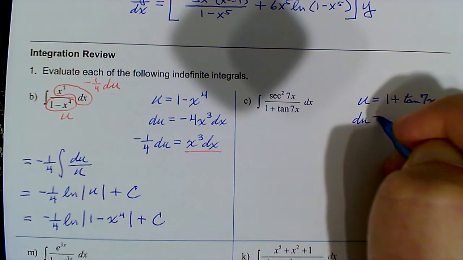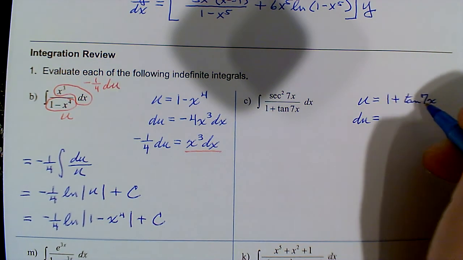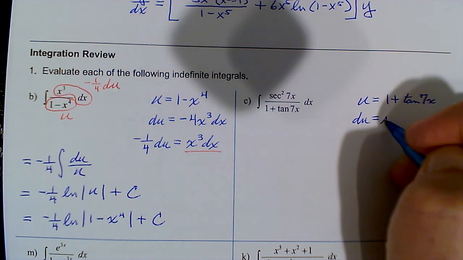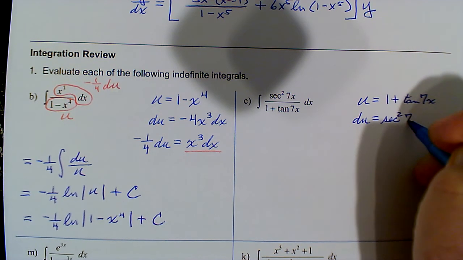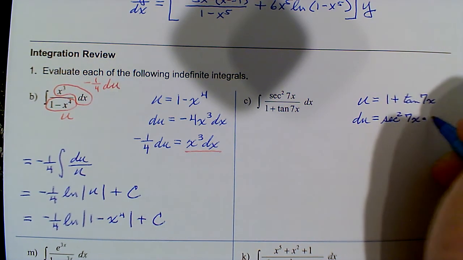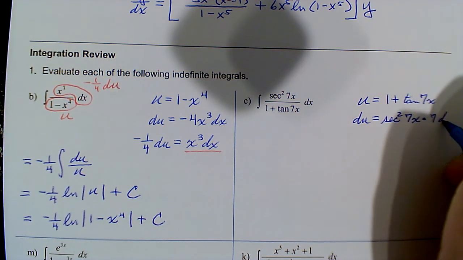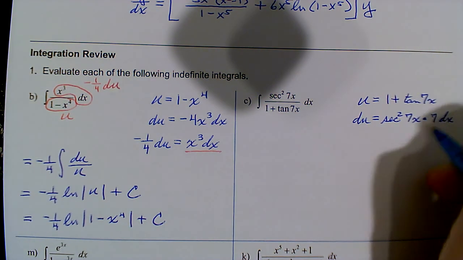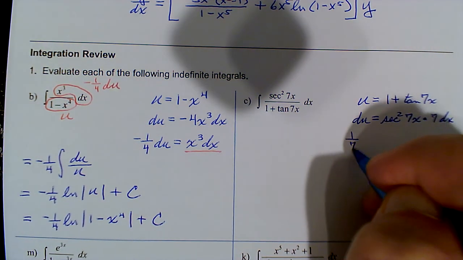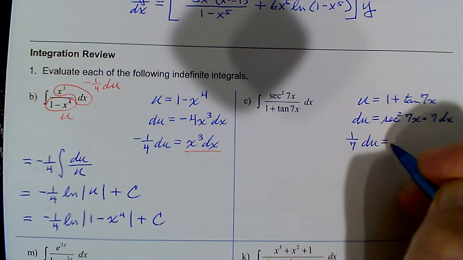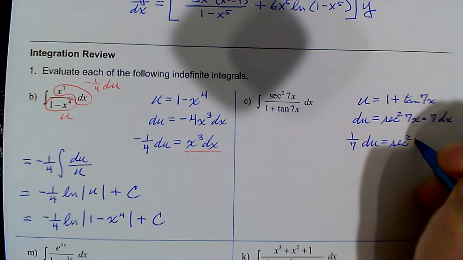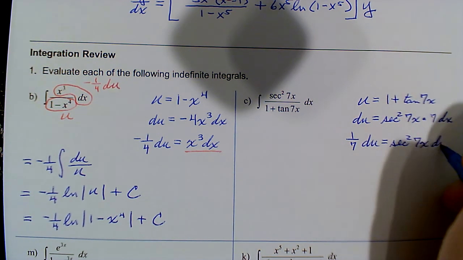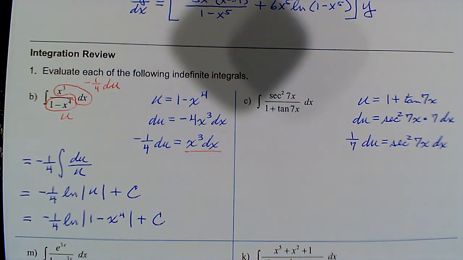Okay, the differential du, derivative of 1 of course is 0, derivative of tangent, secant squared, same argument, 7x, don't forget, times 7, as well as the differential dx, routinely modified by the 7, so we have 1/7 du is secant squared of 7x times the differential dx.